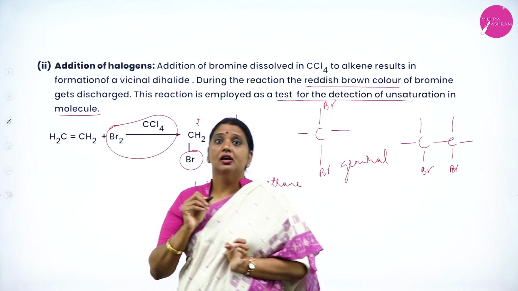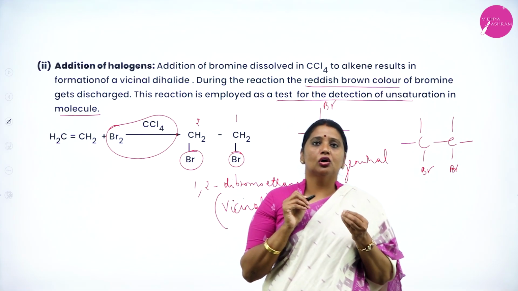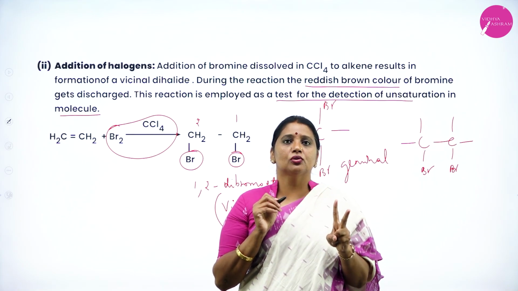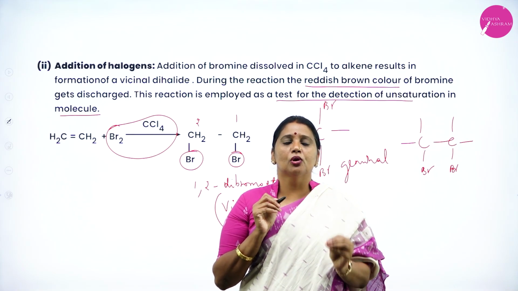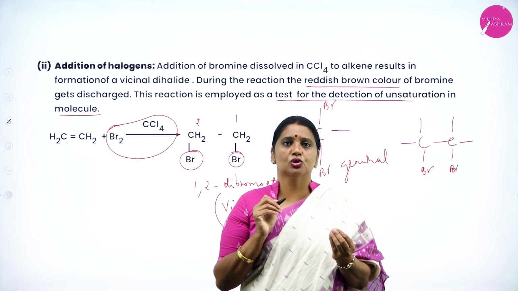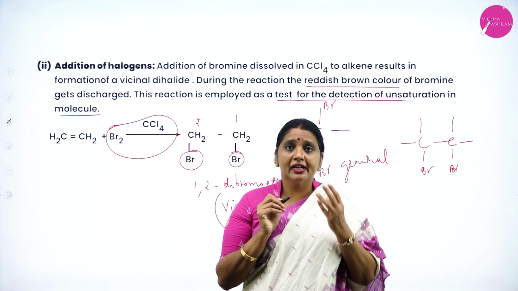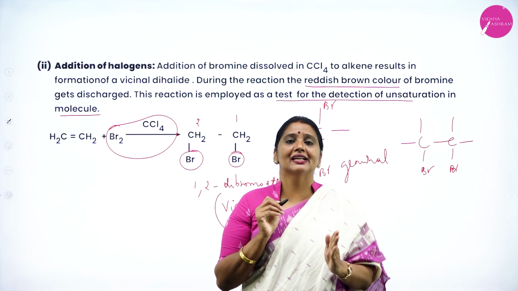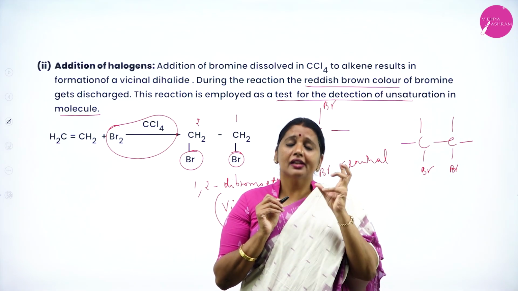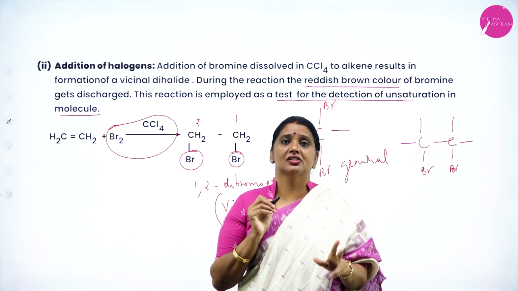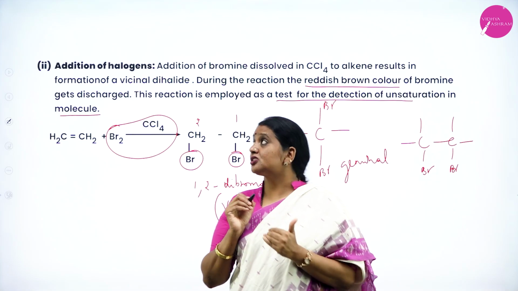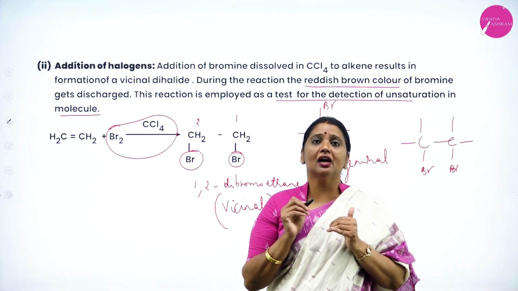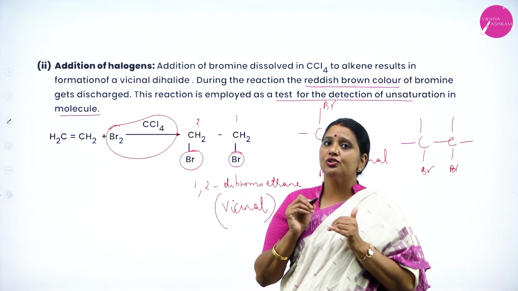Detection of unsaturation. In practical classes, if I give two compounds A and B and you have to find out which is saturated and which is unsaturated, take two test tubes, put compound A and compound B, and add bromine plus carbon tetrachloride to both test tubes. In whichever test tube the reddish brown color is discharged and becomes colorless, that compound is unsaturated. If the reddish brown color of the bromine remains as it is, that compound is saturated. Therefore, this is called the bromine water test, a test to detect unsaturation in the molecule.